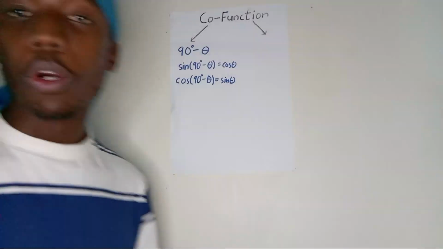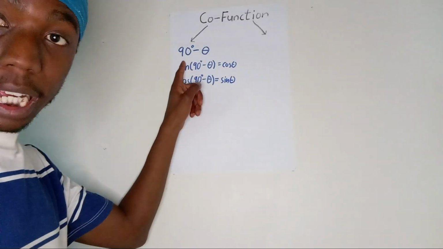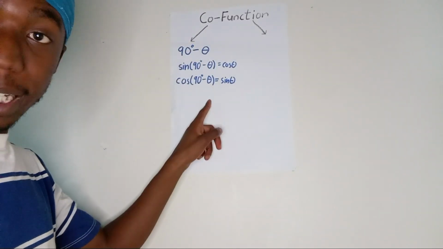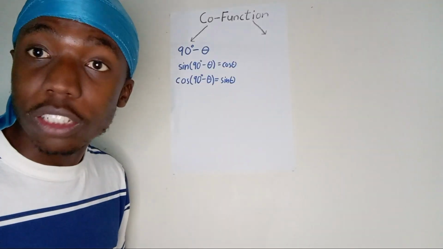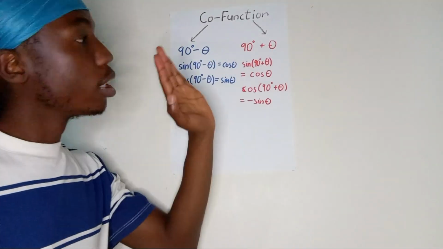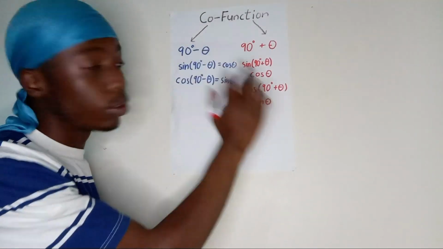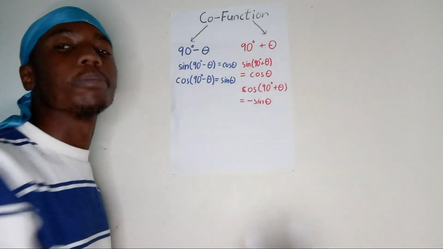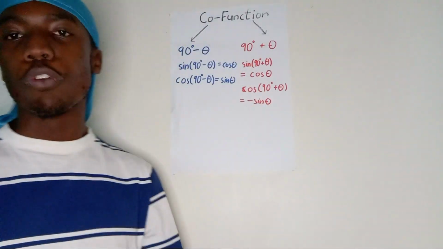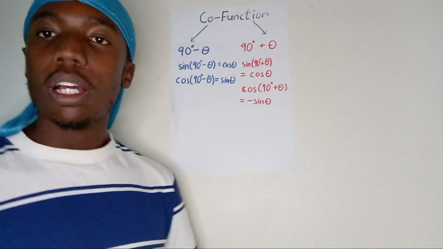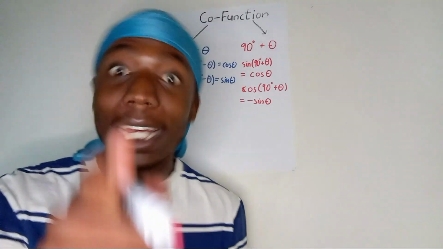So remember, guys, we got this category, the 90 degrees minus theta. Memorize these. And last but not least, we got the 90 plus theta category. Sine 90 plus theta is equal to cos theta. And cos, you guys can read this. You can see that.